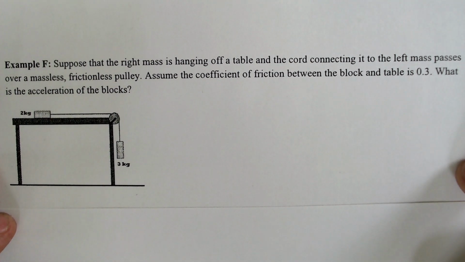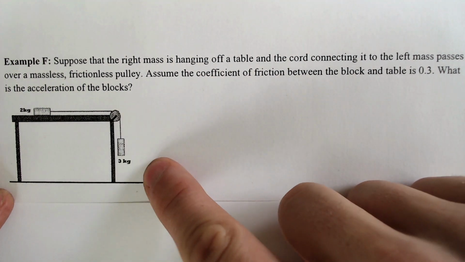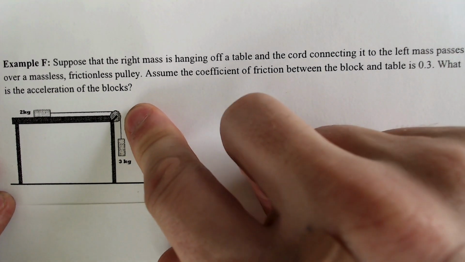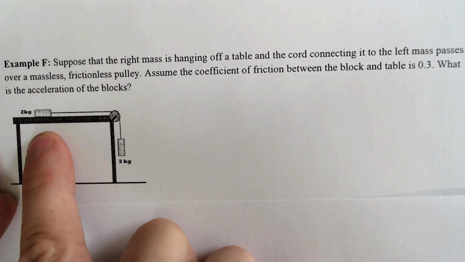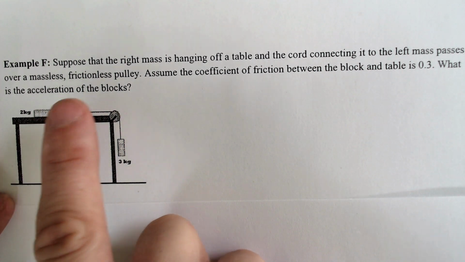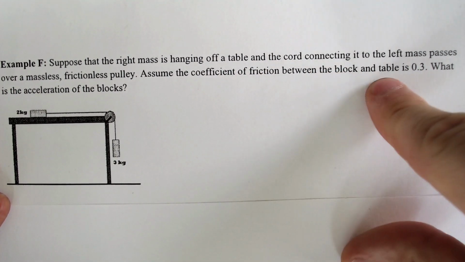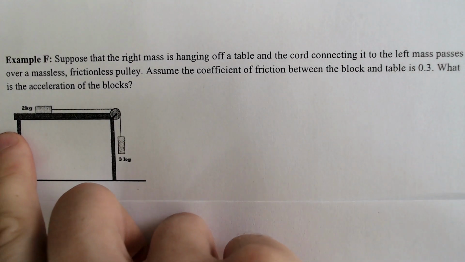And if they don't give you the static coefficient, you can pretty much assume that it is moving, or it will tell you. In this case, we have a 3 kilogram block moving down towards the earth, and it's being slowed down and dragged down by this 2 kilogram block that's saying, no, I don't want to move. And that 2 kilogram block is having friction opposing it, and the coefficient of friction there is 0.3. What is the acceleration of the blocks?